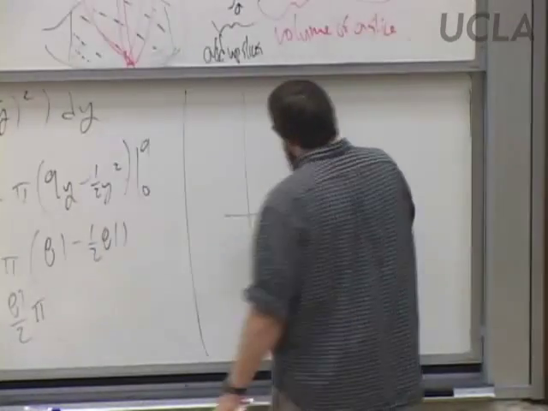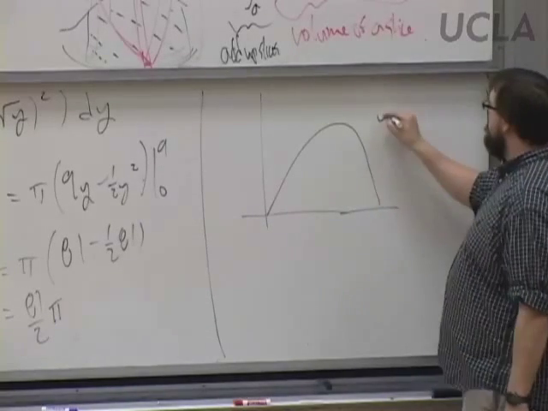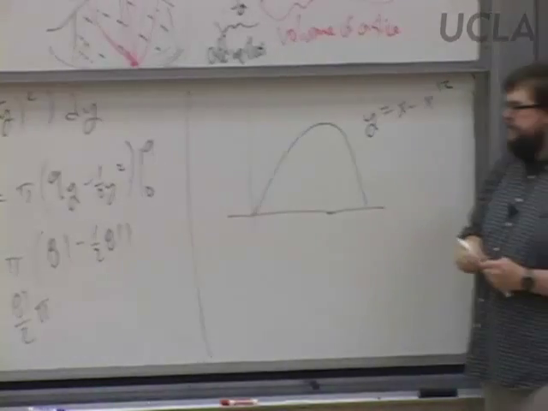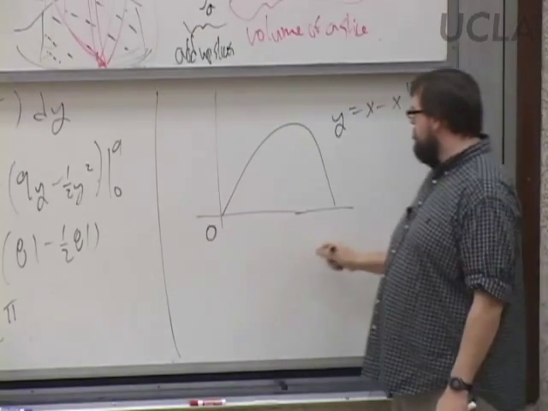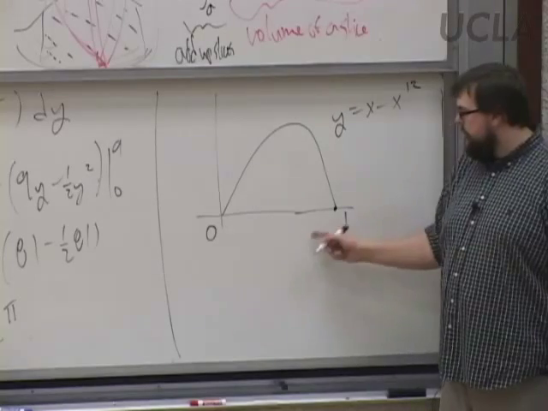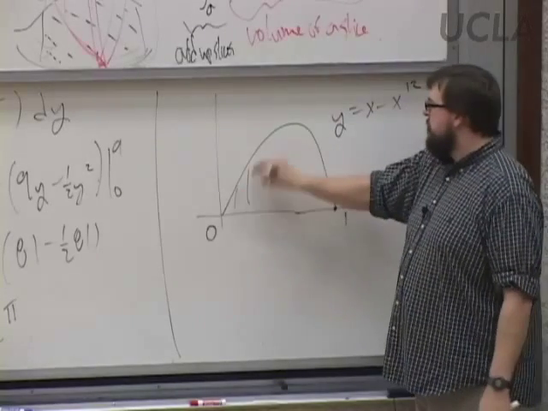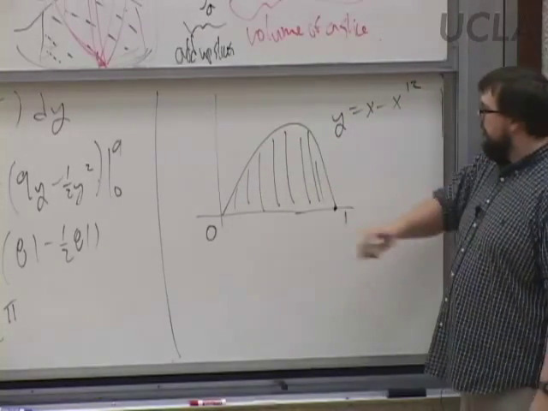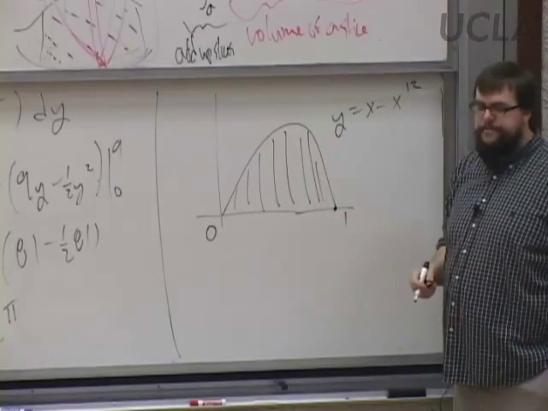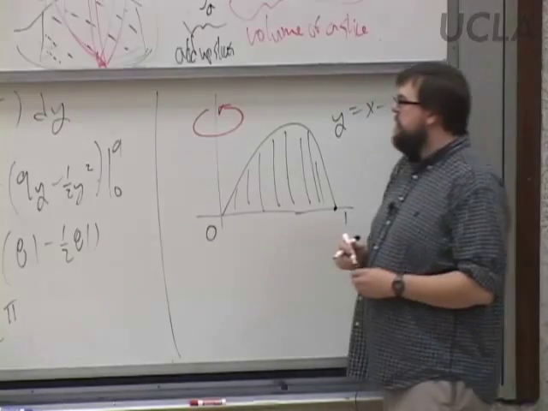Well, suppose I ask for something more interesting. Here's a function: y equals x minus x to the 12th. It goes from 0 to 1, and you can check that at x equals 0, I get 0, and at x equals 1, I get 1. It looks something like this. I'm going to take the region that's below the y equals x minus x to the 12th curve and above the x-axis, and I want to figure out what happens to this volume if I rotate it around the y-axis.